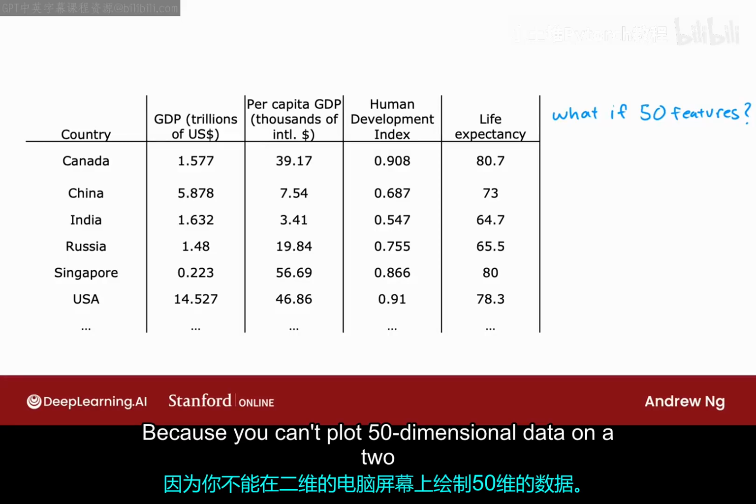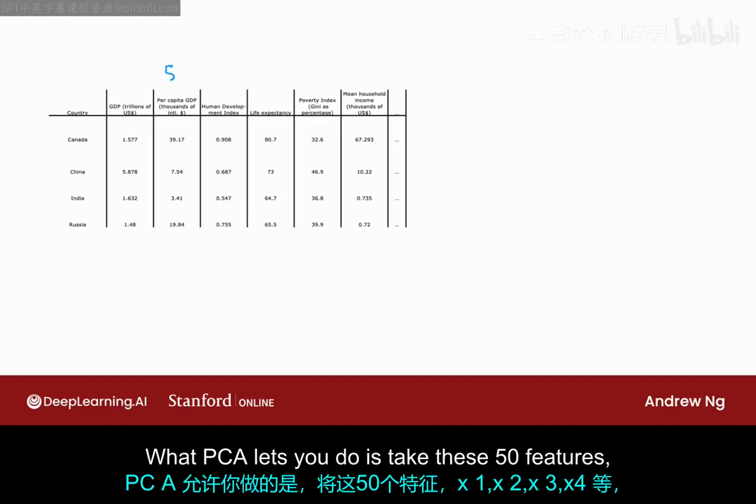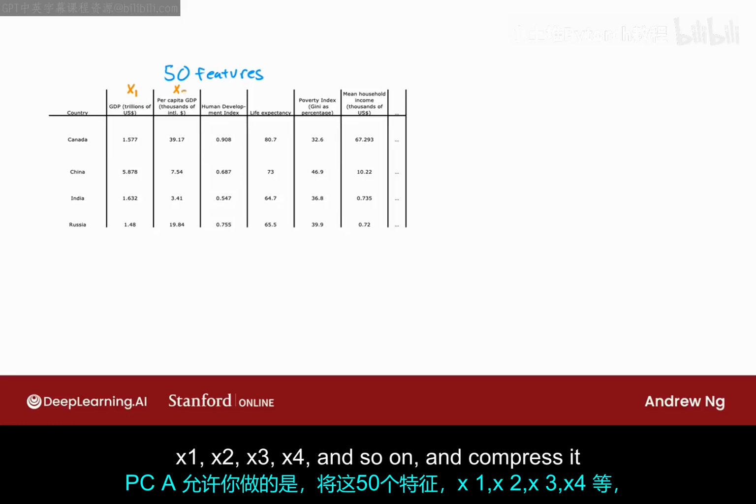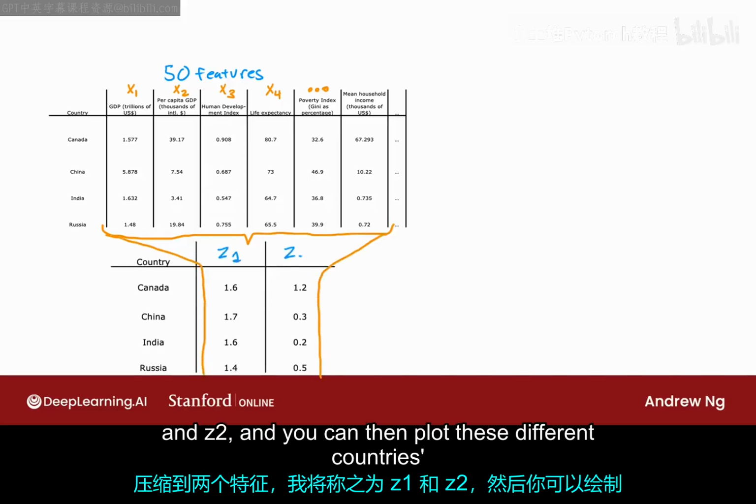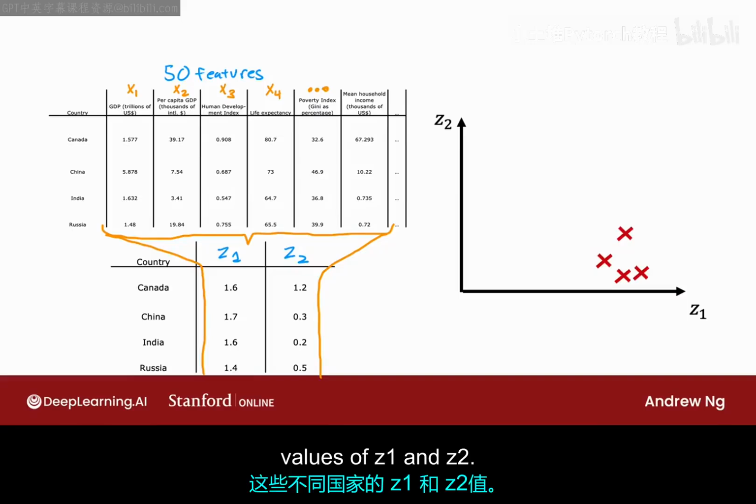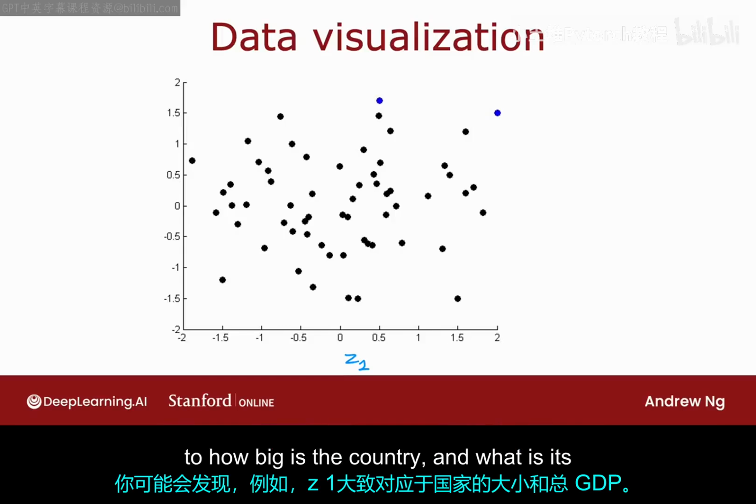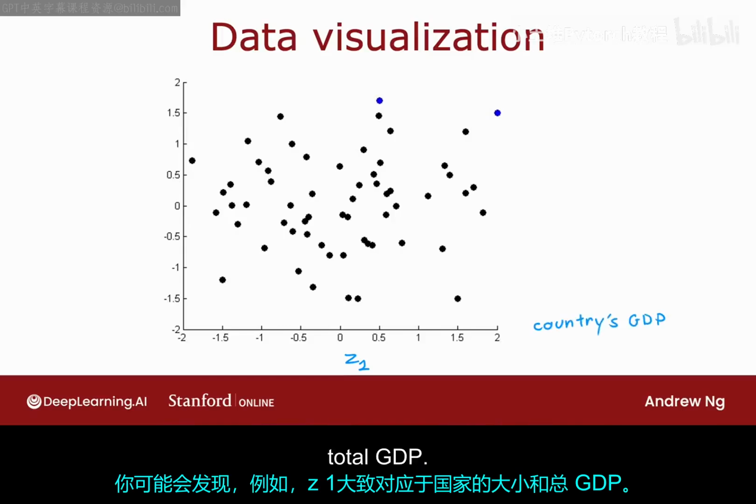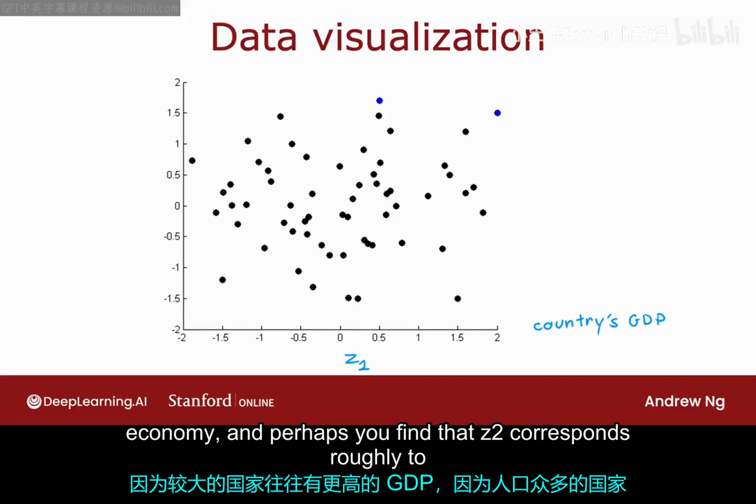Because you can't plot 50-dimensional data on a 2-dimensional computer monitor. What PCA lets you do is take these 50 features, x1, x2, x3, x4, and so on, and compress it down to 2 features, which I'm going to call z1 and z2, and you can then plot these different countries' values of z1 and z2. And you might find, for example, that z1 loosely corresponds to how big is the country and what is its total GDP, because large countries with many people tend to have a larger economy.